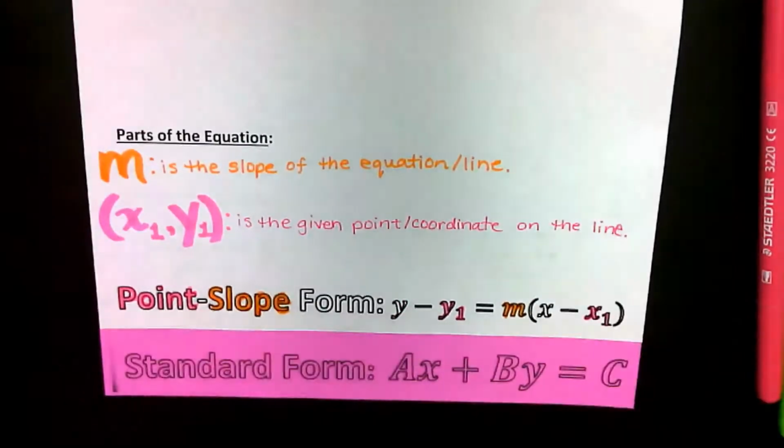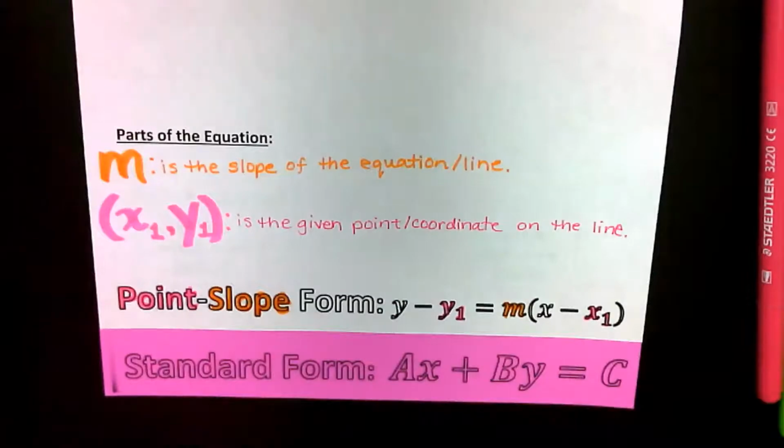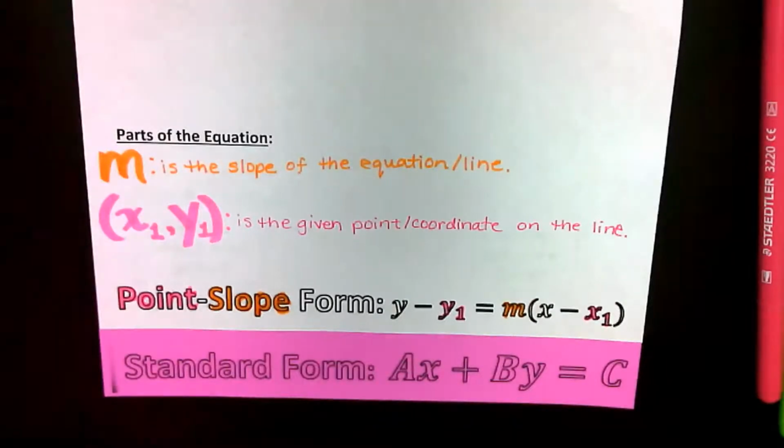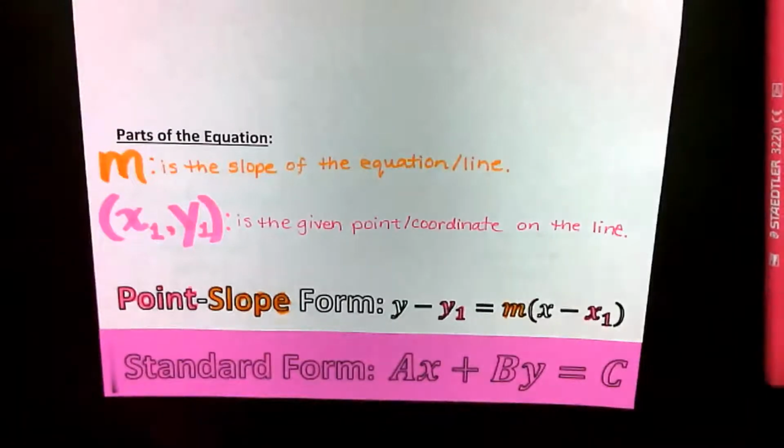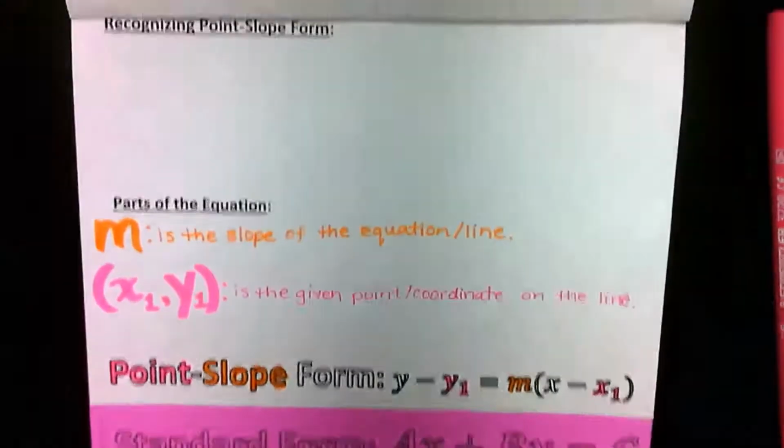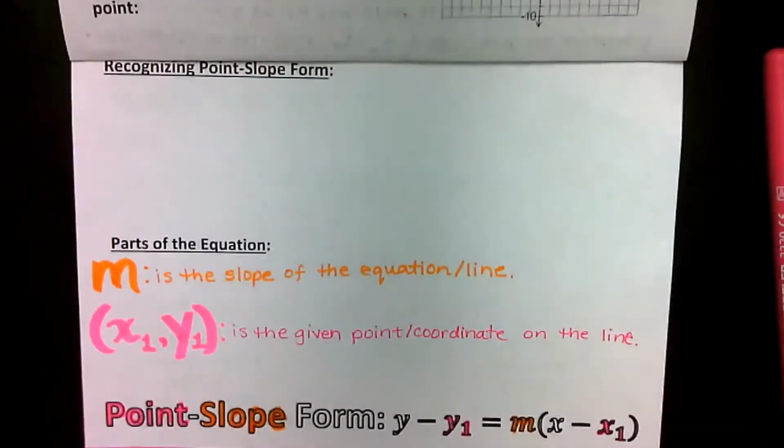Now, this point isn't necessarily an x-intercept or a y-intercept. It's simply a random point at this time, and from there you can continue using it to build up your line. So recognizing point slope form.